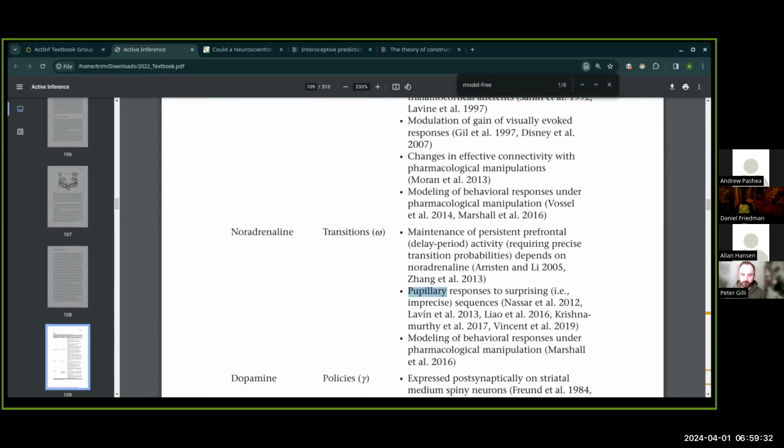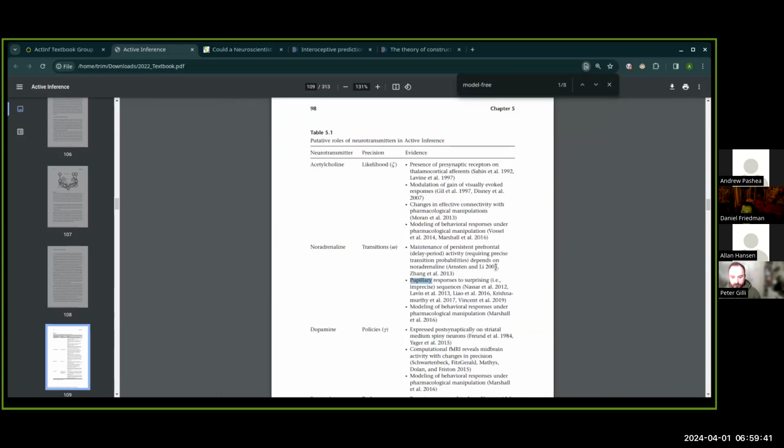The eye saccade and the pupil modeling is really interesting. Those are things that most people can't control consciously and aren't aware of consciously, but they reveal a ton about the generative model.